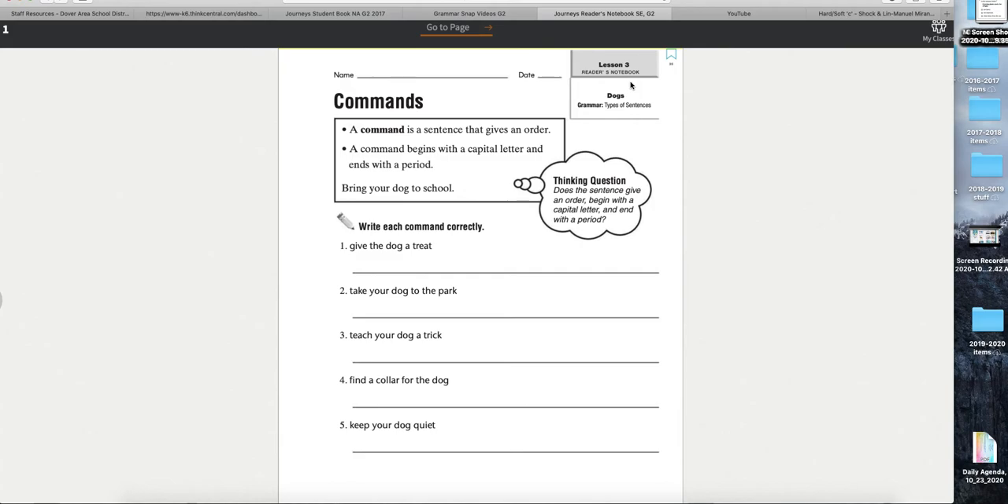Very good. Teach your dog a trick. Uppercase or capital T on the word teach. That's the only uppercase letter, capital letter we need to have. And a period after trick.